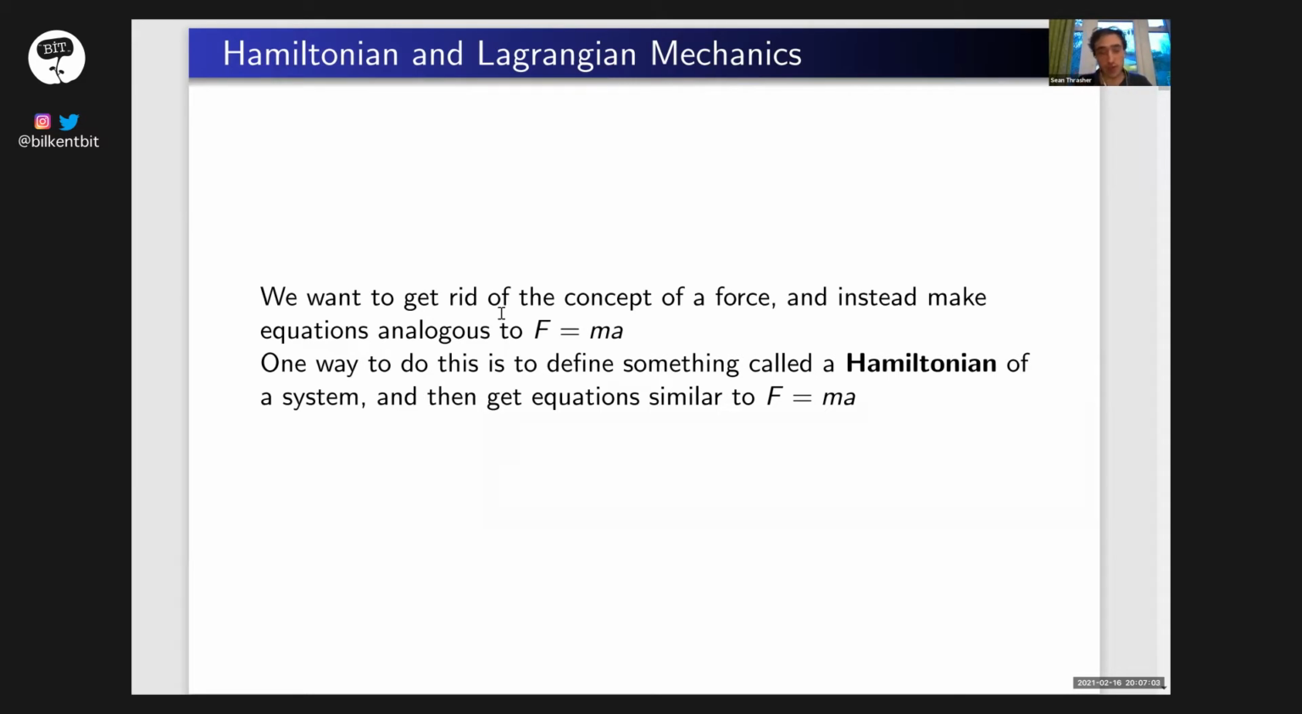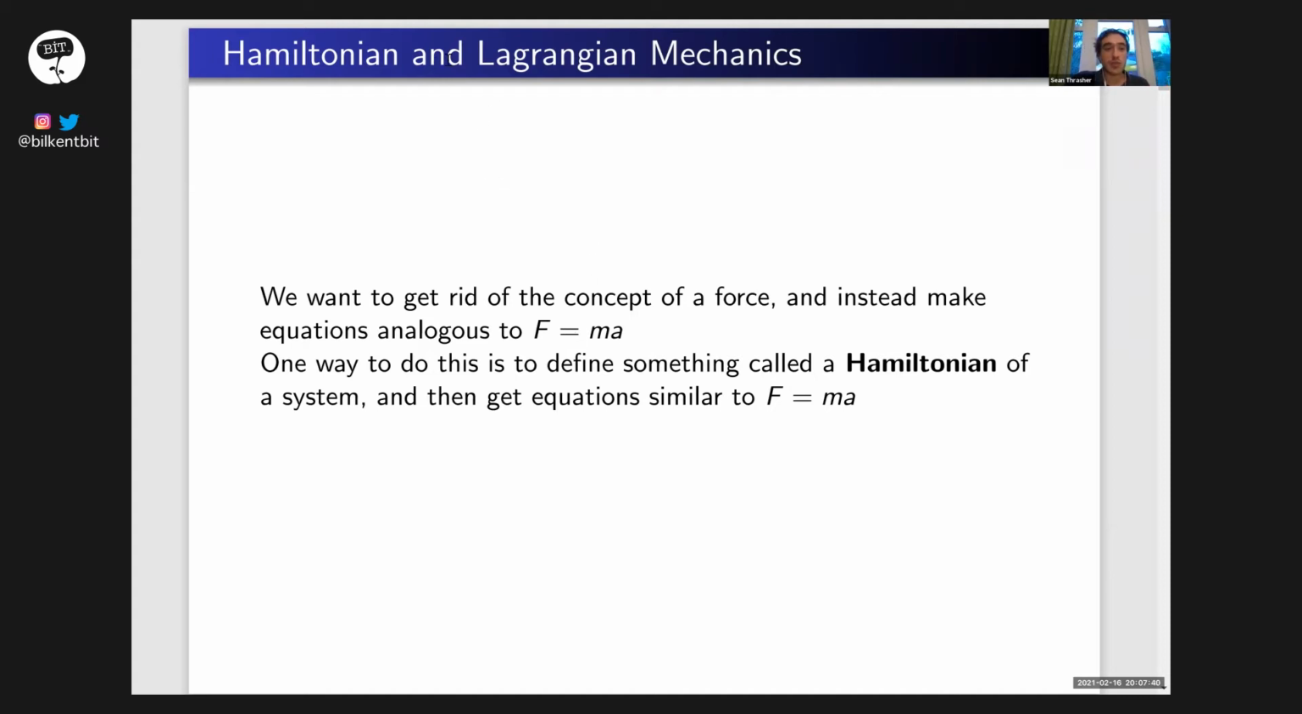What I'm going to talk through is how, through Hamiltonian mechanics and Lagrangian mechanics, we can get rid of the concept of a force. In F equals ma, F is the net force exerted on the body, m is the mass, and a is the resultant acceleration. Essentially, you need this idea of forces, of pushing and pulling, to make predictions, but we're going to reframe this physics in a very nice way.